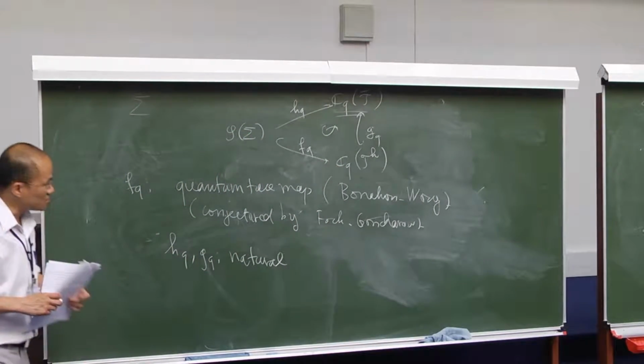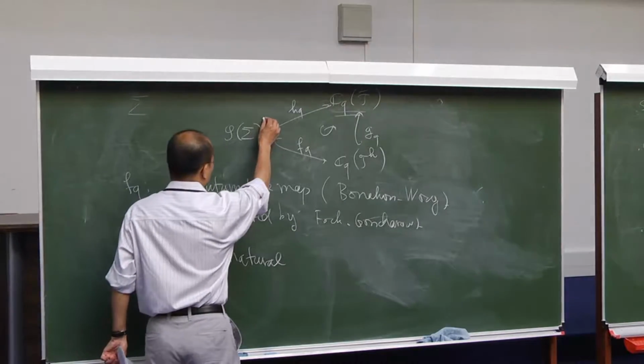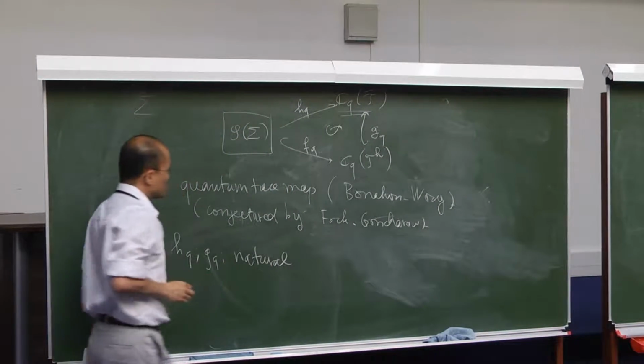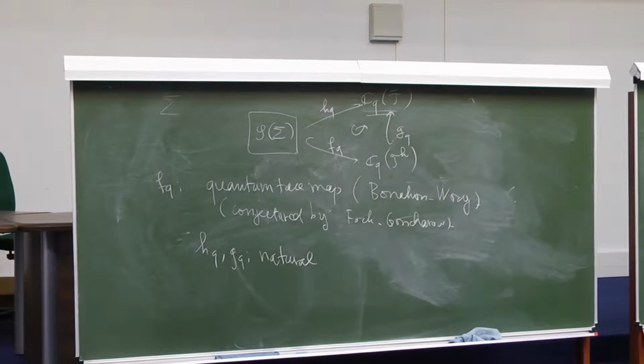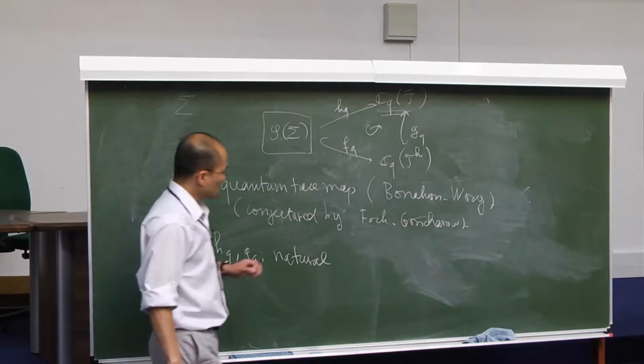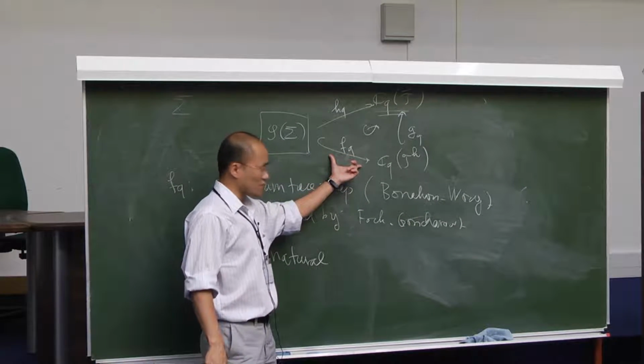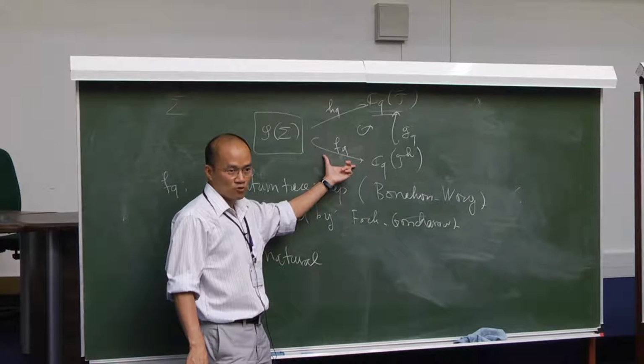Okay. But in today's talk, I will mostly focus on the structure of the skein algebra of the surface, and another construction of this quantum trace map.